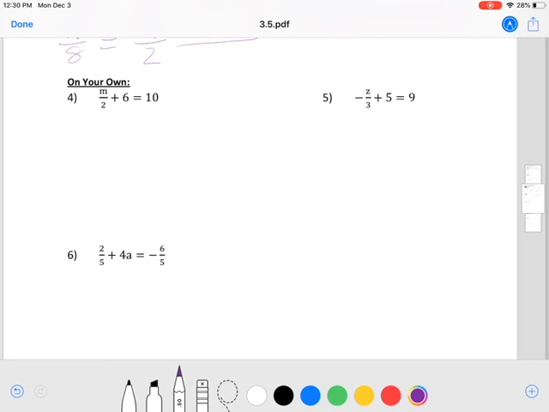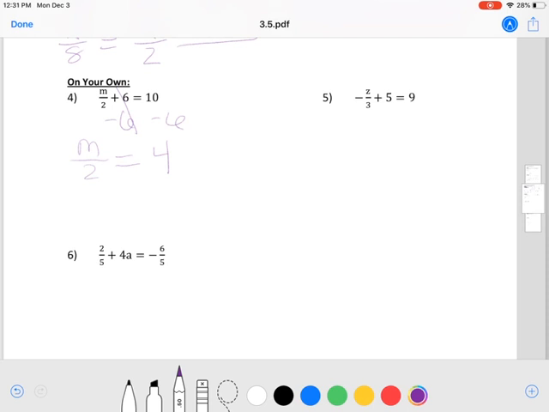All right, so number 4, m divided by 2 plus 6 equals 10. Obviously the first step, we see addition, so we need to undo that addition by subtracting. So we're going to subtract 6 from both sides. These are going to cancel out. So we're going to be left with m divided by 2 equals 10 minus 6, which is positive 4.